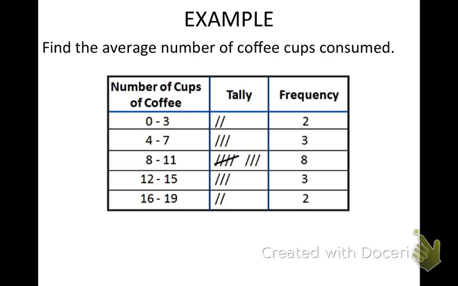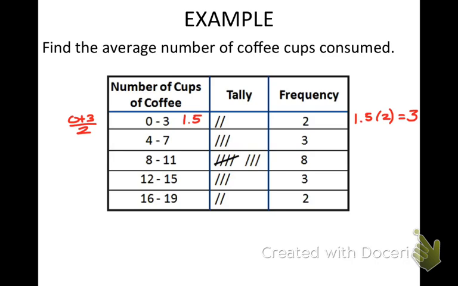How would I be able to find the average number of cups of coffee consumed using a grouped frequency table? What would I take the product of? Before, we just took 0 times 2. Well, how do you know which number to pick in that group? You don't pick the larger one. You're going to pick the average of it, the middle of it, right? So 0 plus 3 divided by 2 is what? 1.5. So then I would take 1.5 and multiply that by 2, which is 3.